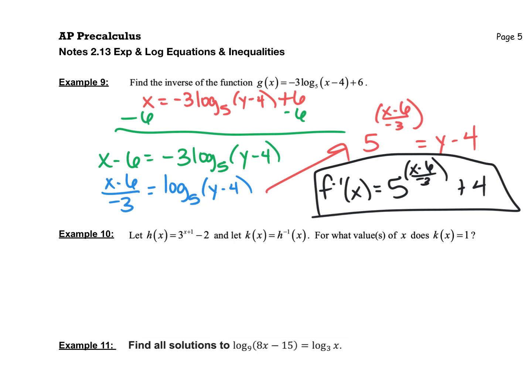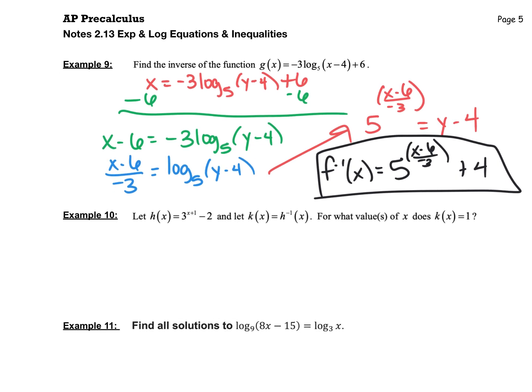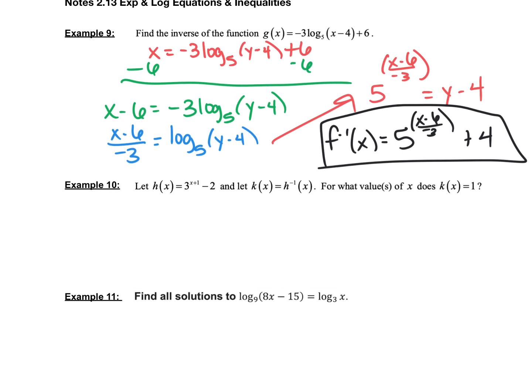And then we're going to go back to inequalities. All right, so I really like number 10. It's a good question. To me, it's very AP-esque because they're trying to use so many different variables you can't figure out what you're supposed to do. Okay, so it says let h of x equal 3 to the x plus 1 minus 2, and k of x is h inverse. For what values of x does k of x equal 1?